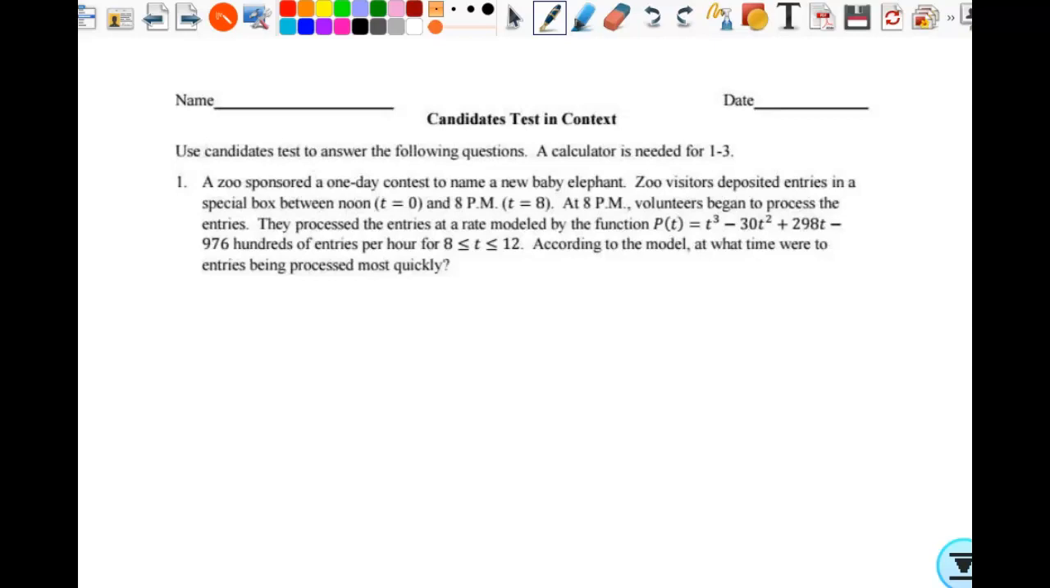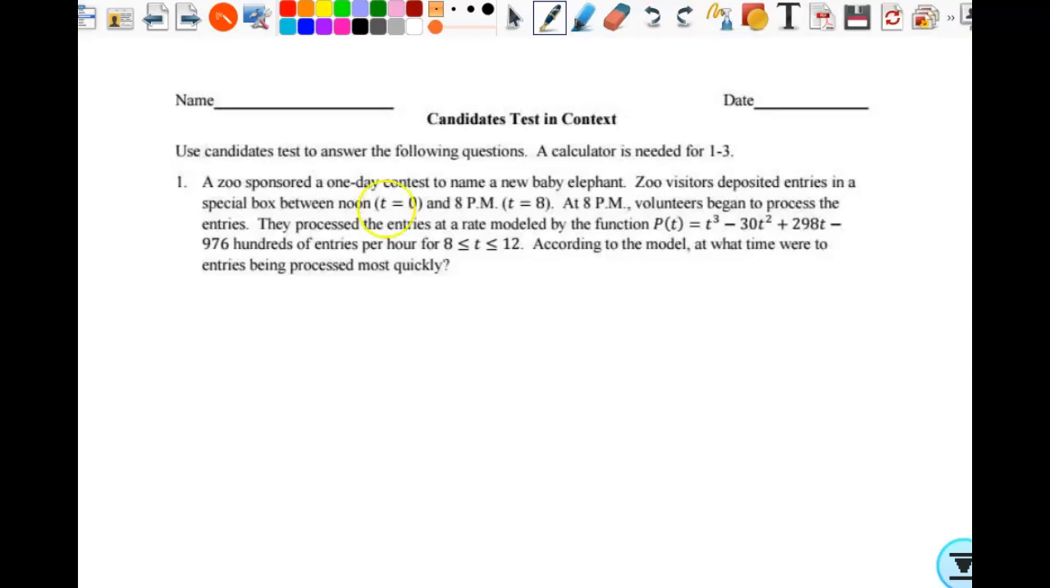All right, so let's look at what we have here. A zoo sponsored a one-day contest to name a new baby elephant. Doesn't that sound exciting? Zoo visitors deposited entries in a special box between noon, which is t equals 0, and 8 p.m., which is t equals 8. At 8 p.m., volunteers began to process the entries. They processed the entries at a rate modeled by this function, hundreds of entries per hour, for 8 to 12, whatever. According to the model, at what time were the entries being processed most quickly?